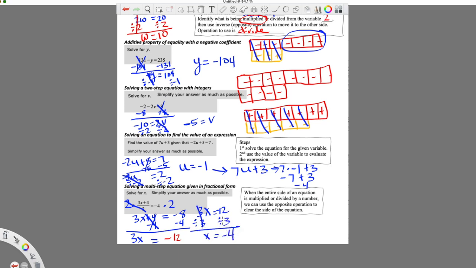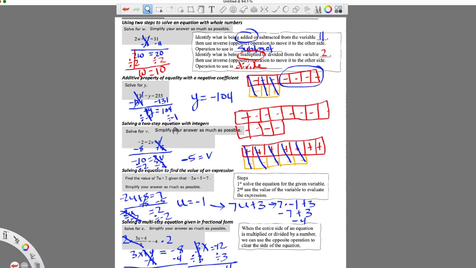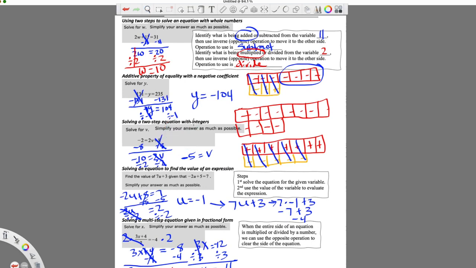All right, so that is solving two-step equations with whole numbers, negative coefficients, integers, fractions. We did all kinds of practice there. And again, definitely use these algebra tiles, these types of visuals. They help you picture so much better what's going on in the problem and how to actually cancel these different types of pieces out. All right, go ahead and go on Alex and give that a try.